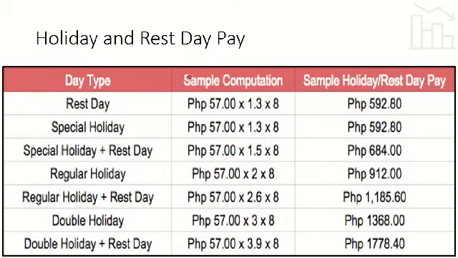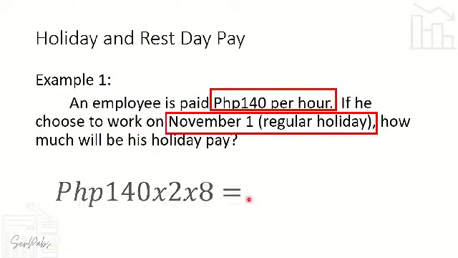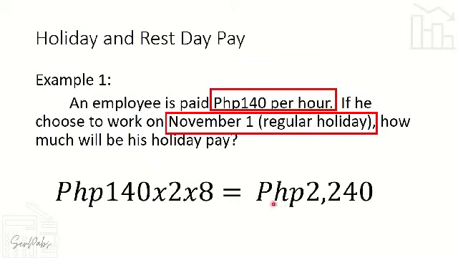So therefore, kung babalikan natin yung ating table, kung siya ay regular holiday, the rate will be multiplied by 2 times 8. So yung kanyang per hour times 2 times 8. So yung rate, papalitan mo lang ng 140 kasi 140 yung per hour niya. So, balik tayo kay problem. We have 140 times 2 times 8. So, therefore, meron siyang 2,240 na susweldoin sa araw lang na yun. Diba? Yung kinabukasan, babalik na uli sa regular yung kanyang sweldo. Okay, so 2,240 if he will be paid 140 per hour and works on November 1, which is a regular holiday.